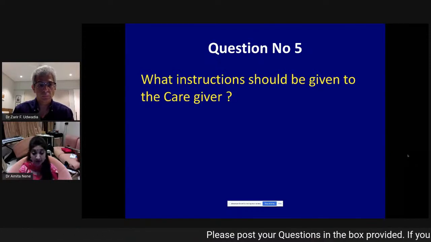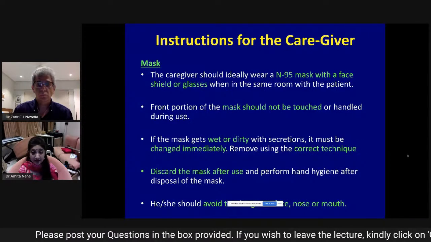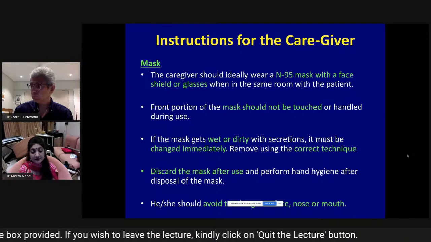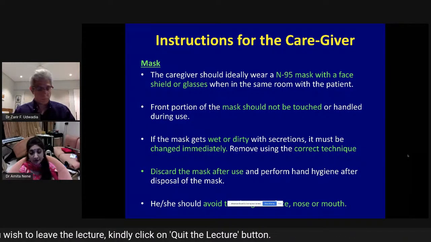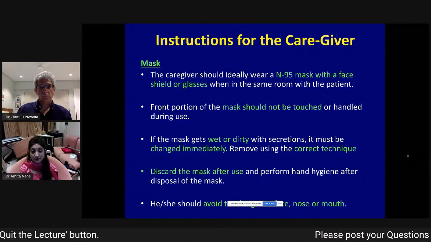What instructions should be given to the caretaker? As we know, the caretaker is very, very important, and therefore we have to protect the caretaker as well. So the caretaker ideally should wear an N95 mask with a face shield or glasses when he is going to be in the same room with the patient.